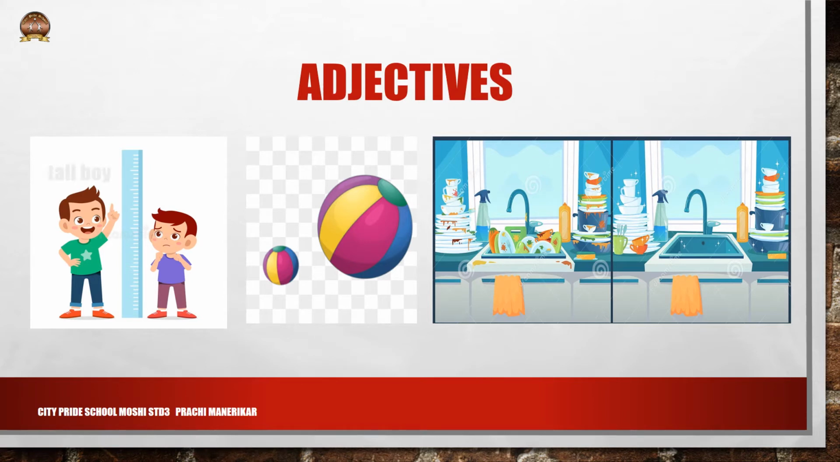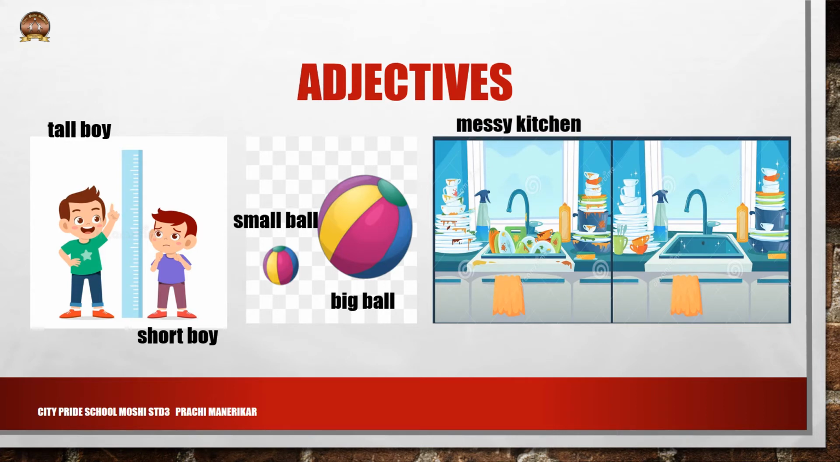Now here again we are going to write some adjectives. He is a tall boy. He is a short boy. This is a small ball. It's a big ball. This is a messy kitchen. This is a clean kitchen. Correct. Here we are comparing two nouns. Yes, we are doing the comparison between two nouns, that this is a tall boy, this is a short boy.